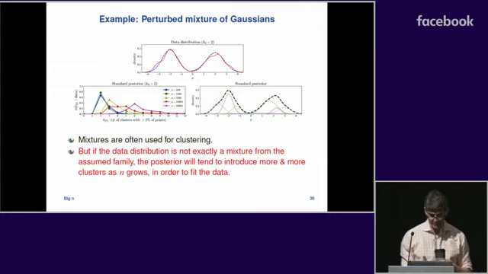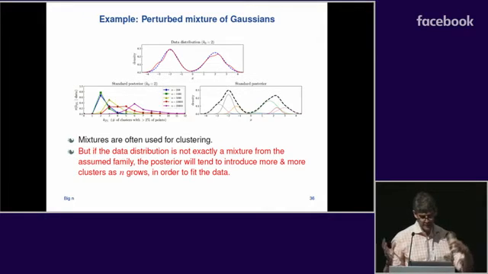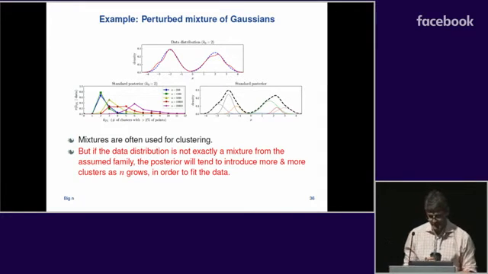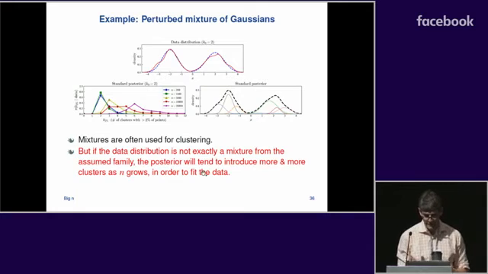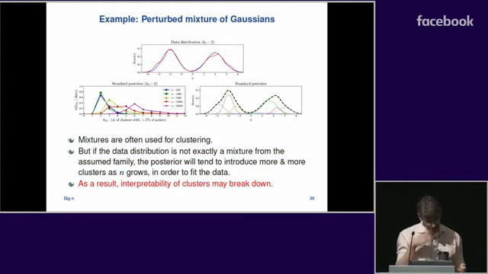Yeah, so the point is that that's the right answer from a Bayesian perspective, in that we're allowing the model to be flexible. It can figure out which model to use using Bayesian model selection and averaging, but it's going to then introduce more and more components as the sample size increases to fit the data. And then the interpretability of the clusters breaks down in large sample sizes.